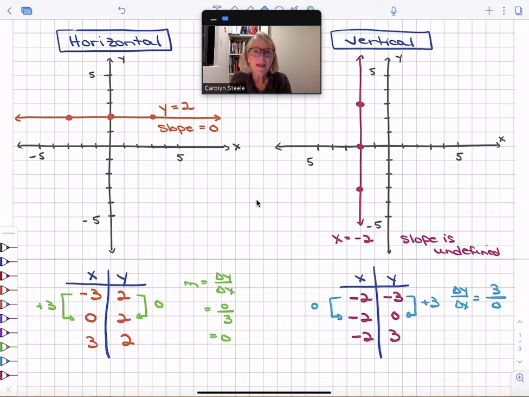Now this kind of makes intuitive sense to me. I think about a vertical line as standing on a cliff looking over it. And I think, oh my gosh, I'm looking into the abyss. I'm looking into the undefined.